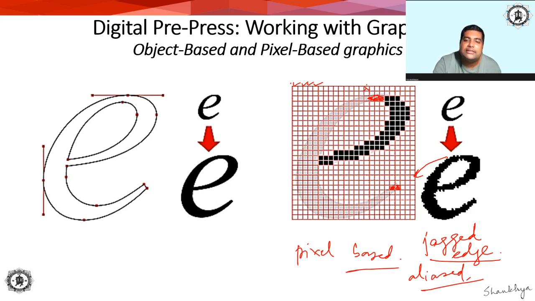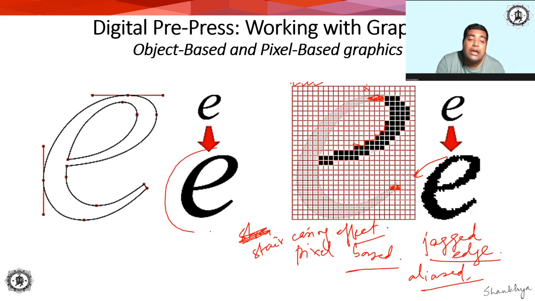Ultimately, this type of effect is another name, the staircasing effect. You see, the staircasing effect almost looks like a staircase. So this is also known as the staircasing effect. Staircasing effect, jagged edge, aliased effect. These are all names of the same thing. That means it will be an uneven, very rough surface.